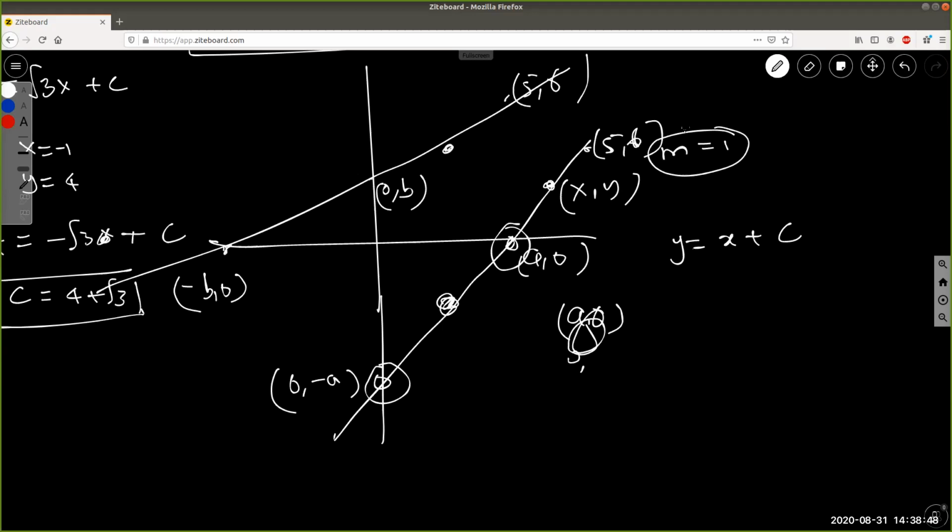Now you put 6 and 5 and tell me. Yeah, so c is y minus x, which is 1. C is equal to 1, very good. So what is the equation? It's y is equal to x plus 1. Yes, this is the equation.